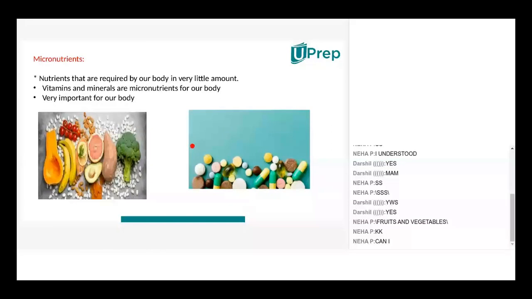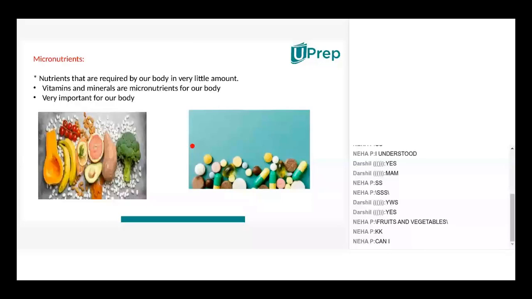Ma'am, natural, because if we are hungry and we eat the man-made ones, then also we will be hungry. So we have to eat natural things, and we will not be hungry, and we will get vitamins also. Okay, good answer.